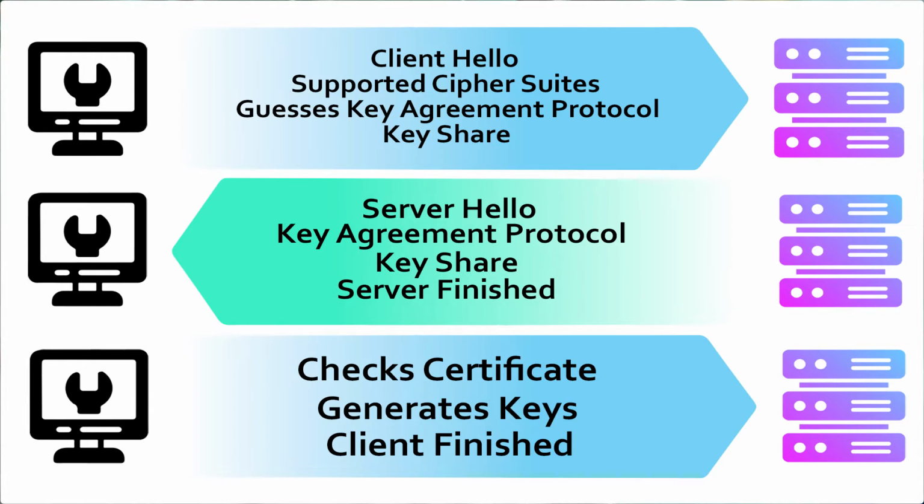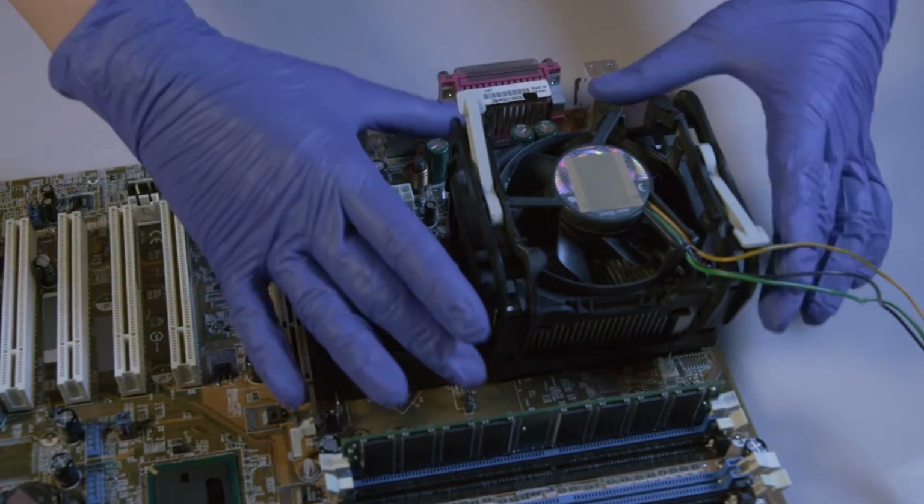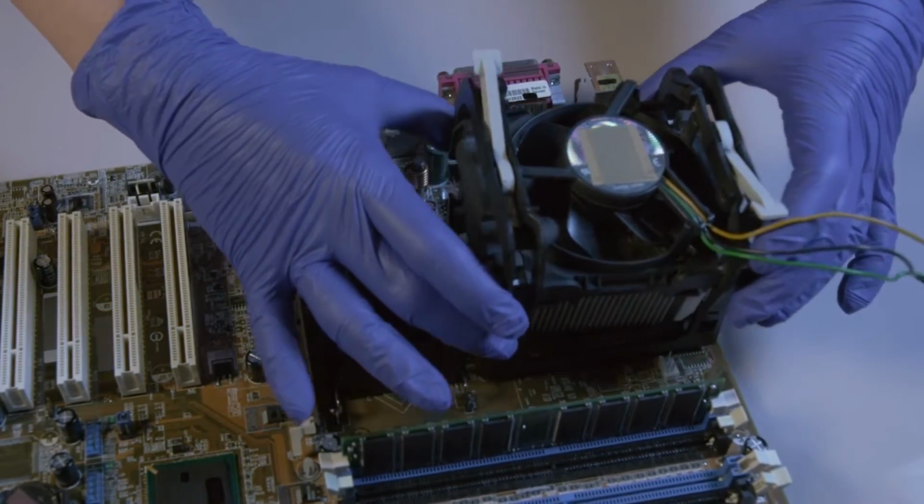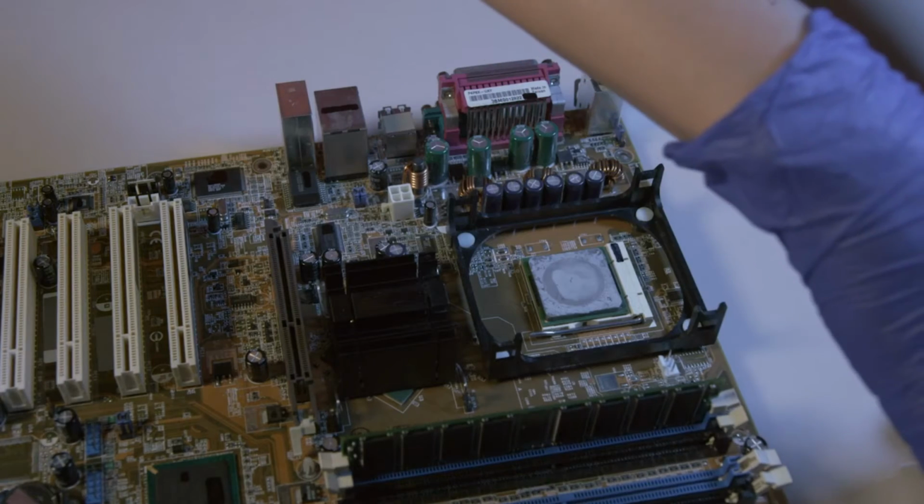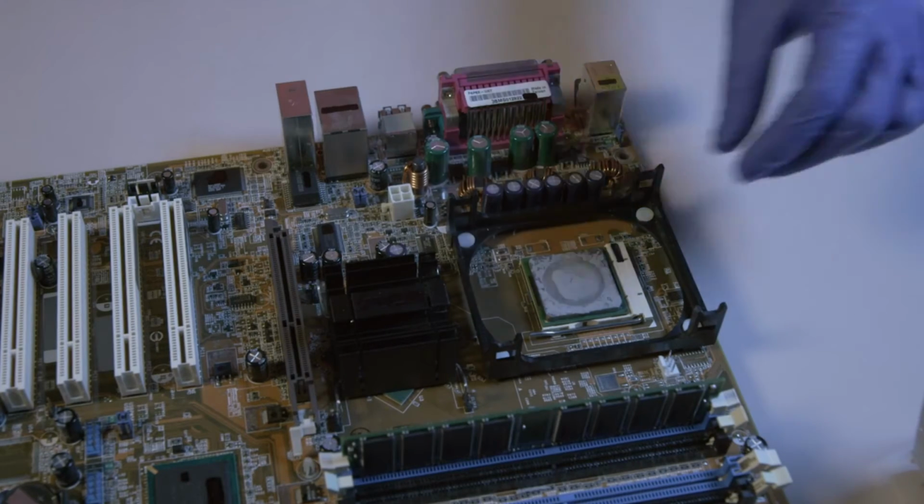The browser then sends a pre-master secret, which is encrypted with a public key taken from the SSL certificate from the server. The server then decrypts the pre-master secret, and the browser and the server generate a session key from the client random, the server random, and the pre-master secret.